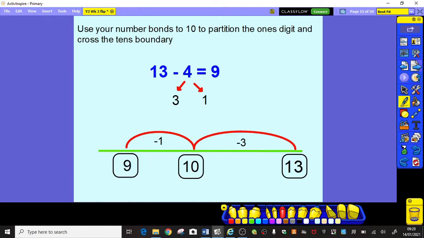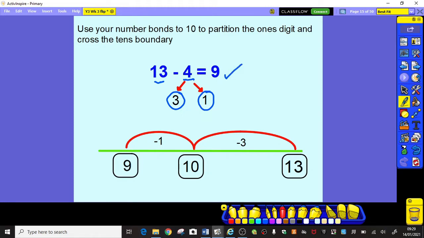So we're going to start today by taking away ones from up to 3-digit numbers, and we're going to be using some partitioning to do that. We have looked at this before, but this is just a quick reminder. If we've got 13 and we need to take away 4, I know that if I take away 3, I'll get back to 10. So I can split my 4 into a 3 and a 1, so I can take away 3 and then I can take away the other 1 to give me my answer of 9.